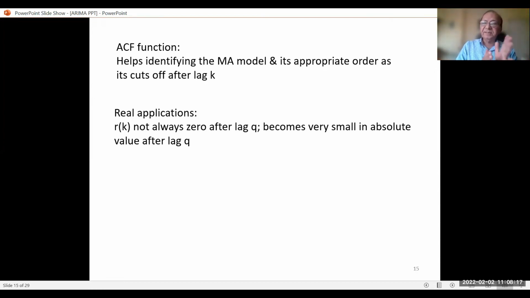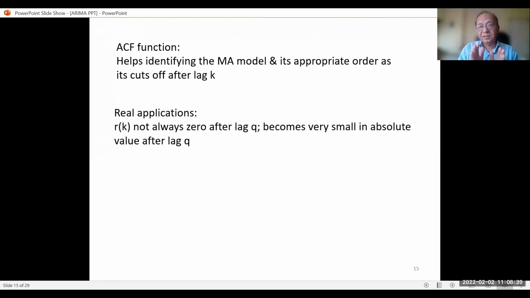This will help. The ACF function will help. Moving average lags means how many errors we are going to use. So PACF will tell us how many lags we should use for the dependent variable. So there we have got ACF and PACF. That will also help us.